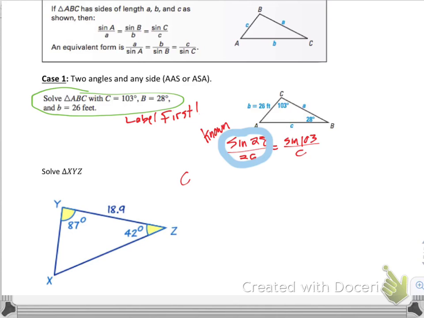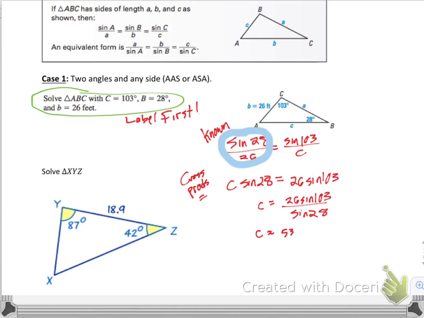To solve this, you have to set the cross products equal to each other. So those are C times sine of 28 and 26 times sine of 103. Those are the cross products. In one of the proportions, we know that cross products are equal. So by setting them equal, we can go about solving for C ultimately. That means dividing away that sine of 28, and it's all calculator from here. So you go to your calculator and type, I usually go 26 sine of 103, enter, and then divide it by the sine of 28. I kind of keep it clean. Helps me keep my pace up as well.